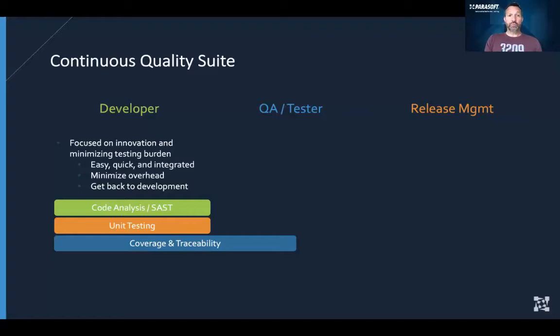So those things are super important from a development perspective. And the focus here is on innovation, minimizing testing burden. Make this automated, simple, easy, quick, integrated, automatic, right? It just should happen as part of your CI/CD pipeline. Most of this stuff, developers shouldn't have to leave their environment. They shouldn't have to work at this. It should be set up as part of your environment, so this stuff just happens for the most part, right?